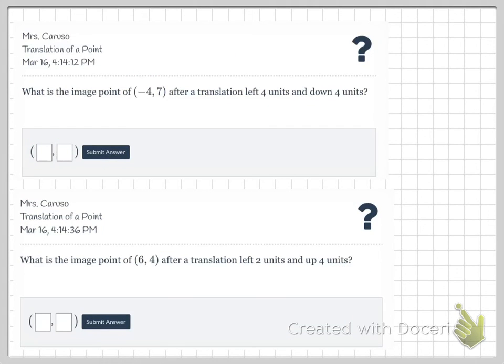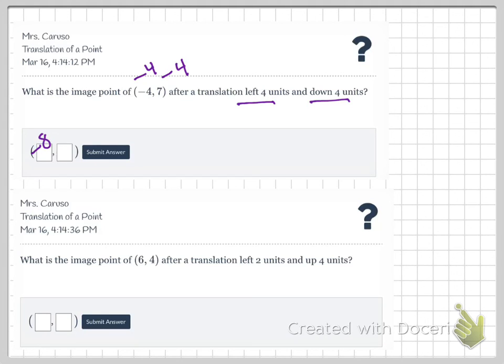Do I have any more? I do. Okay. I want you to try this. Pause me, try these, and then play it to see how you did. Here we go. Translating left 4, down 4. Left 4, so a negative 4 and a negative 4. Same sign, sum, keep the sign. That's a negative 8. Don't tell me it's 0. It's not.